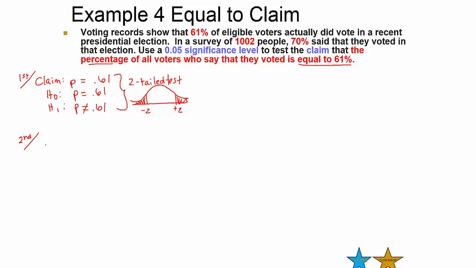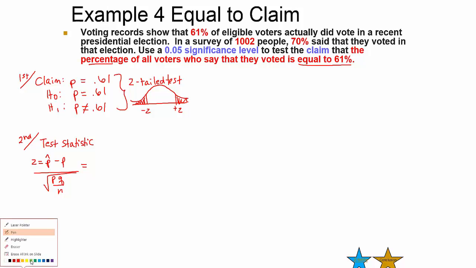Second step is to solve for the test statistic. So z is equal to p hat minus p divided by the square root of p times q over n. The p, remember, is from the claim. So for this example, the claim is 0.61. And q is 1 minus p. So 1 minus 0.61 is going to give me the q, which is 0.39.